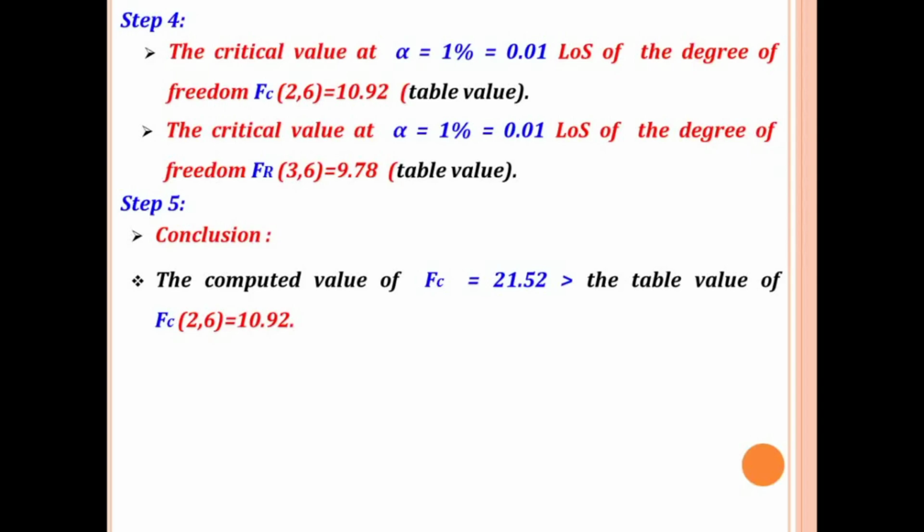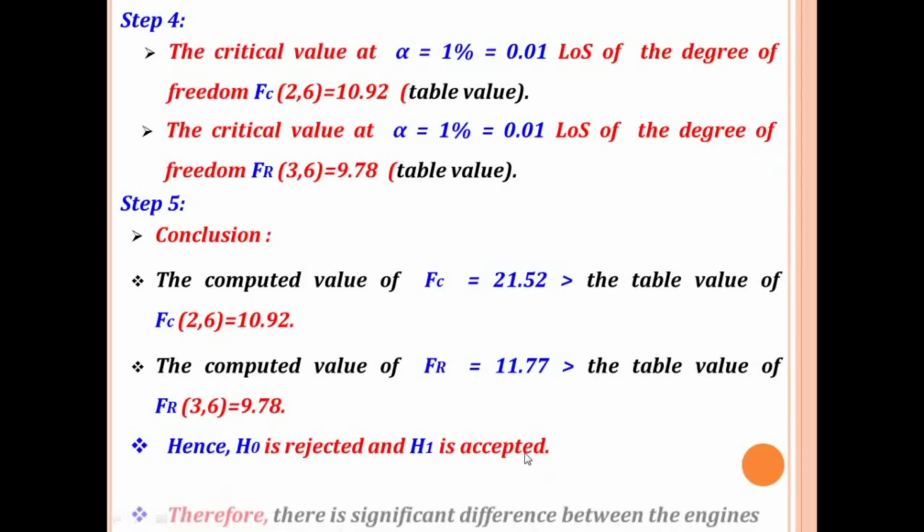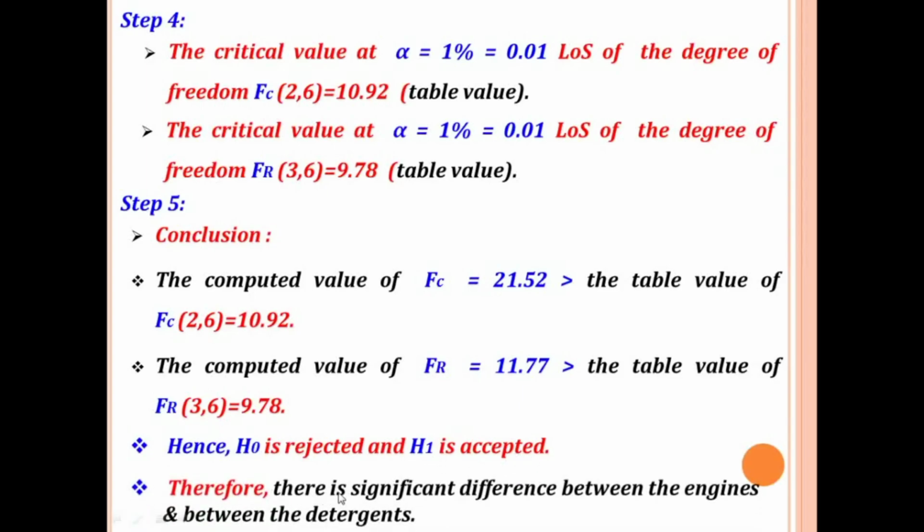Okay. Similarly, we write one more conclusion for row wise. So what is the obtained value in row wise? 11.3077. It is greater than the table value. Table value is 9.78. So in this problem, both column and row wise, we reject the null hypothesis. Therefore, H0 is rejected and H1 is accepted. Which means what is H1? Therefore, there is a significant difference between the engines and between the detergents.